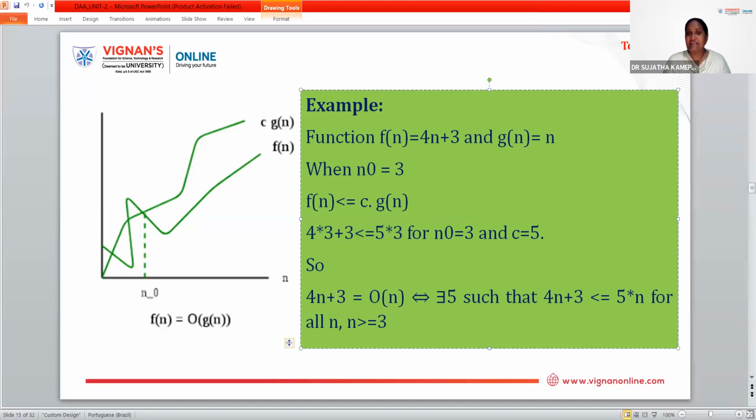So we can say that 4n plus 3 is equal to big O of n, implies and implied by, there exists 5 such that 4n plus 3 is less than or equal to 5 into n for all values of n where n is greater than or equal to 3. Like that, for which values of c and n naught these two functions f of n and g of n satisfy the big O notation can be represented.